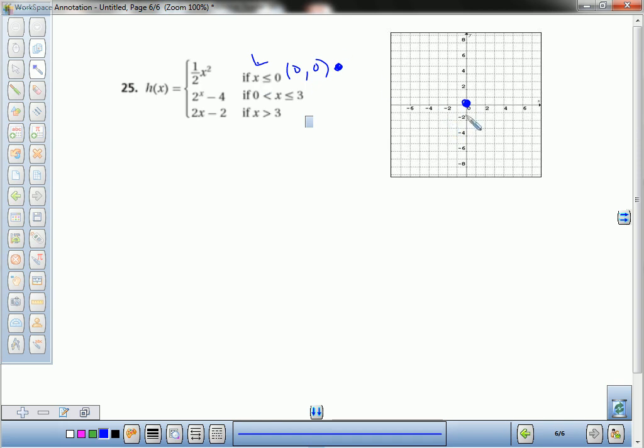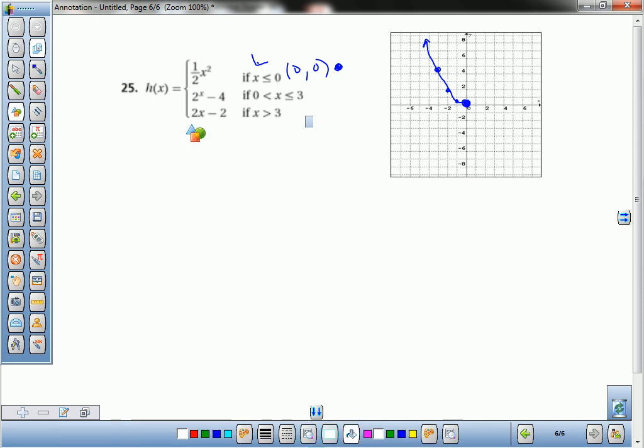But I only get to go left. So 1 squared is 1, but there's a half. 2 squared is 4, but there's a half. 3 squared is 9, but there's a half. So it's this side of that compressed parabola. That's the worst looking thing I've ever seen. All right.